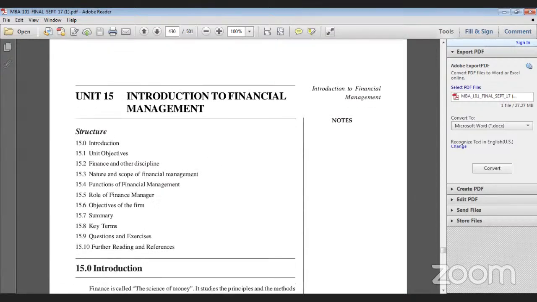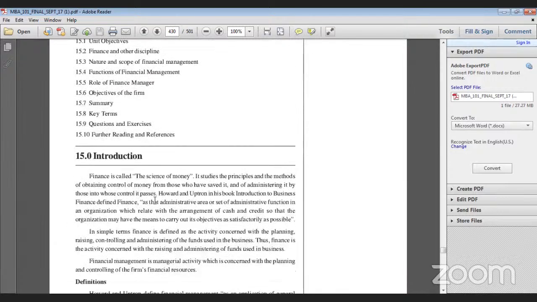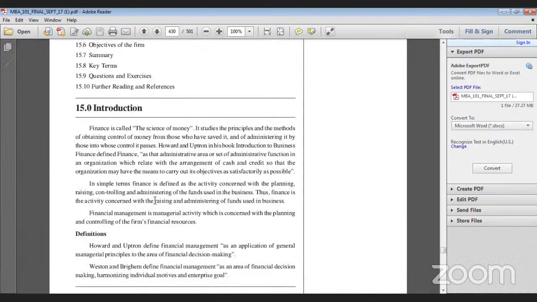After that, introduction of financial management. So this was cost accounting, and now we start financial management. Financial management means the science of money. It is studied for the principles and methods of obligation and control of money for those who have saved it, demanded by those in control.